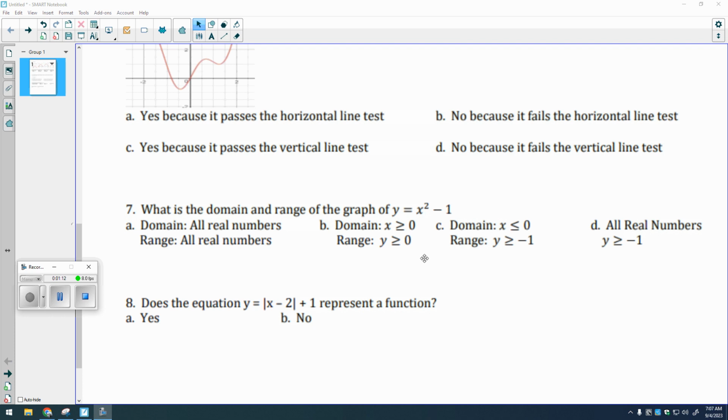y equals x squared minus 1. So my first question is, what is this thing called domain? Domain is every single, or the set of every x value that will work in my equation. So what does work mean?